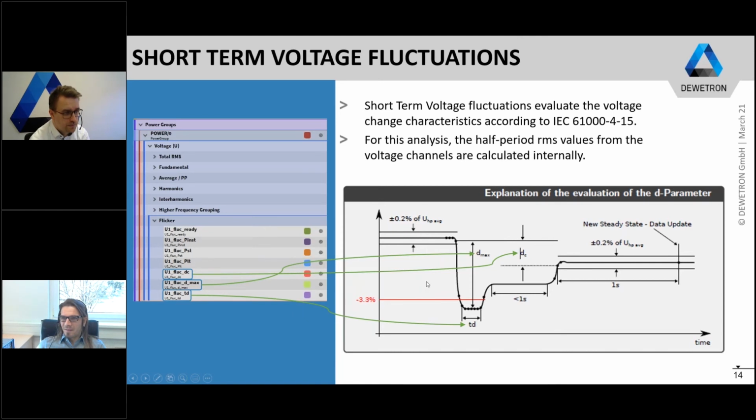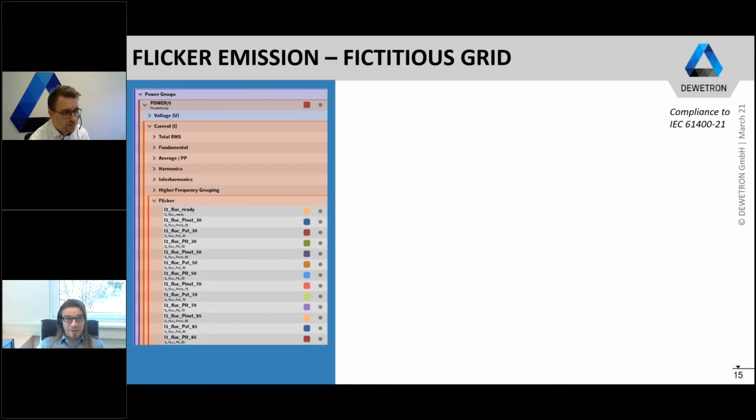Okay. And finally, the flicker emission. I have to admit that this might be even more confusing than the short-term voltage fluctuations, but I will try to explain it anyway. The flicker emission is the so-called current flicker, and it is calculated and prescribed in the IEC 61400-21 standard.